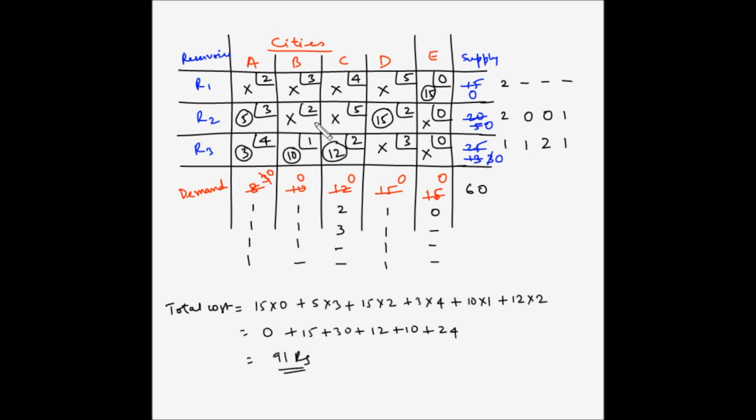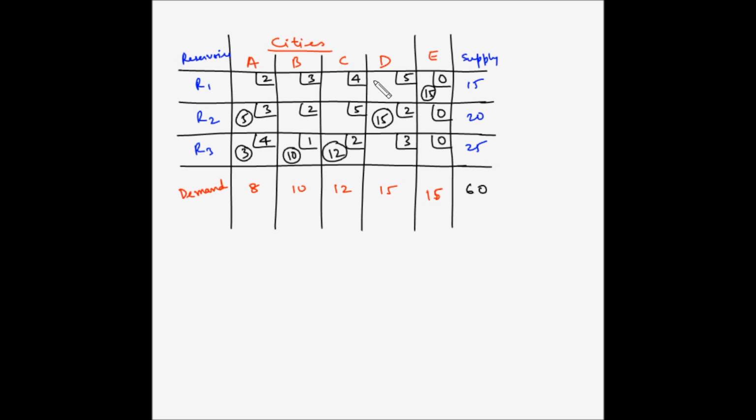However, this may or may not be the optimal solution. That is, this 91 rupees may or may not be the lowest cost. So next we'll proceed to find out if this is an optimal solution or not. And if it is not, then we'll further try to improve it to achieve the optimal solution for this problem.